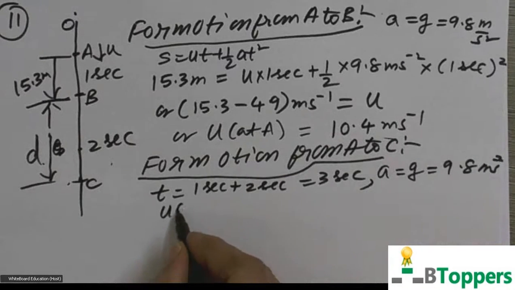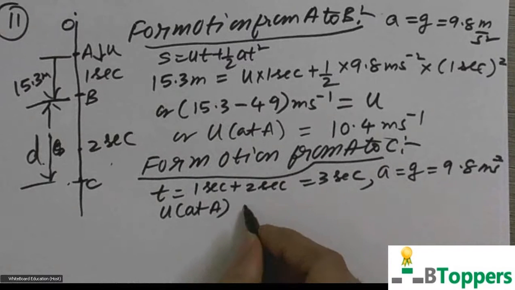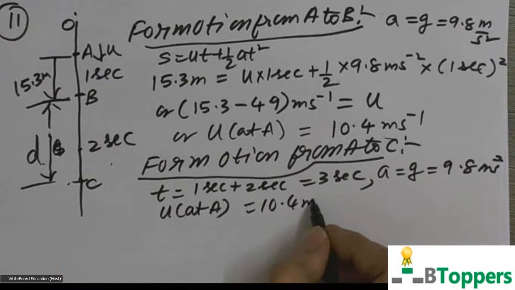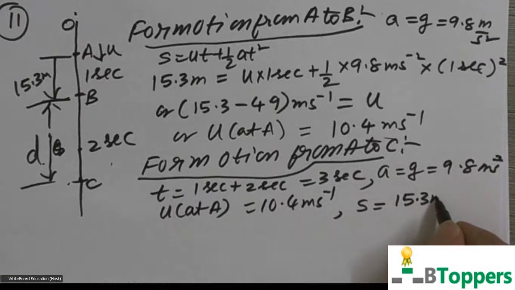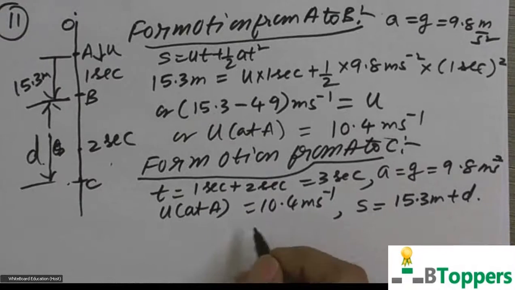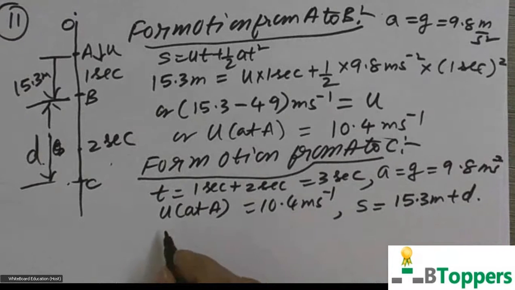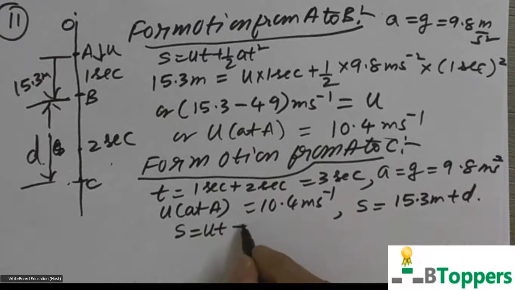And the initial velocity at A is equal to 10.4 meter per second. Displacement for motion from A to B is equal to 15.3 meter plus D, which you have to find. So again use the same equation, S equal to ut plus half at square.